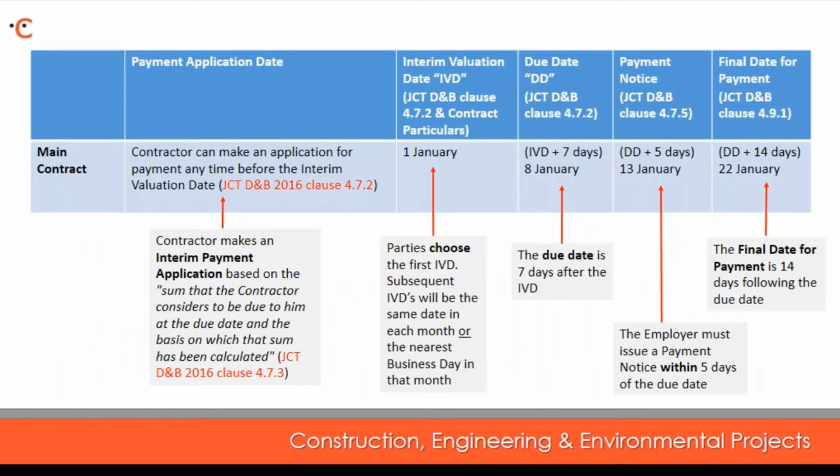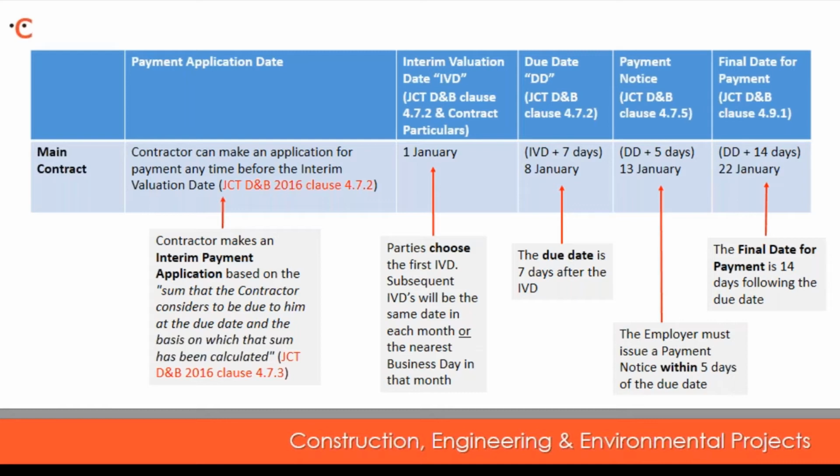So the changes to the payment regime to the main contract are shown in the table on the slide. In the example on the slides, the interim valuation date chosen by the parties is the 1st of January. The contractor can make an application for payment at any time before the interim valuation date. The due date follows 7 days later.